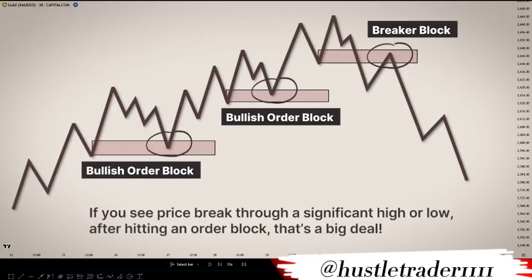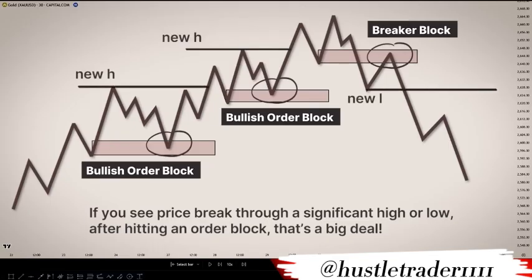This is where those market structure breaks come in. If you see price break through a significant high or low after hitting an order block, that's a big deal. It's like the market is shouting at you that something's changing.